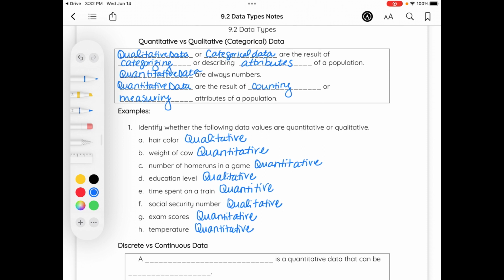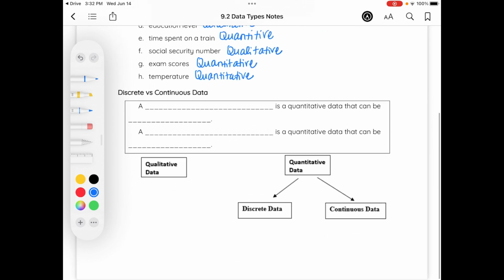Once we decide whether we are qualitative or quantitative, we then want to decide if we are discrete or continuous. So in my little picture down below, we have qualitative data, which does not become either discrete or continuous. So if you have qualitative data, you do not need to worry about the secondary level. If you have countable data, it's either going to be a discrete data, which again is quantitative data that can be counted.